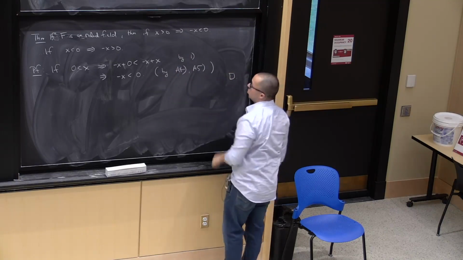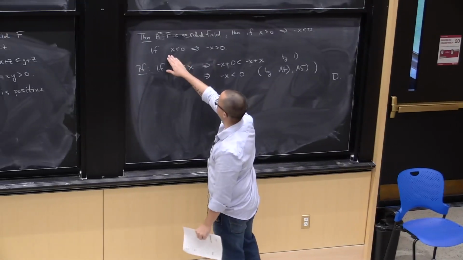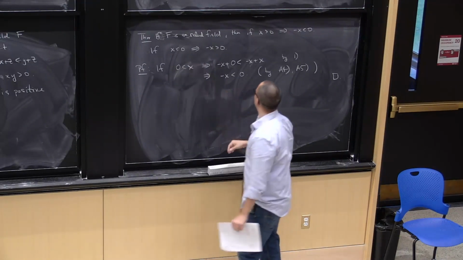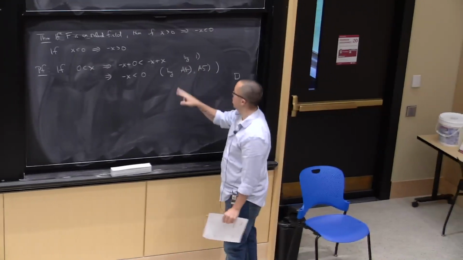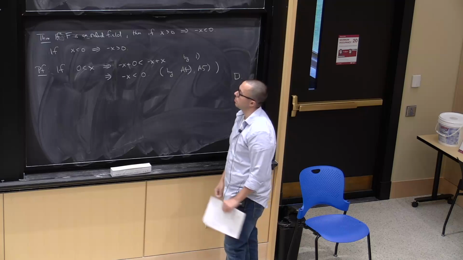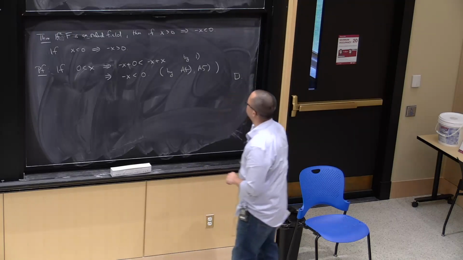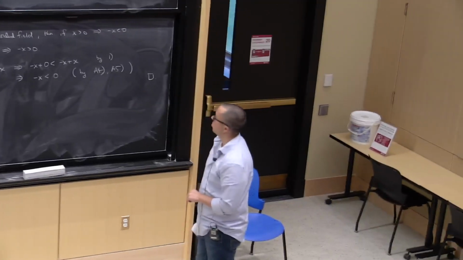And I'm not going to prove this statement as well. It's essentially the same proof. I add minus x to both sides, which I can do by 1, and then I use A4 and A5 to conclude that minus x is positive. Okay.